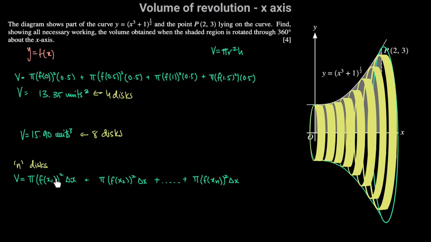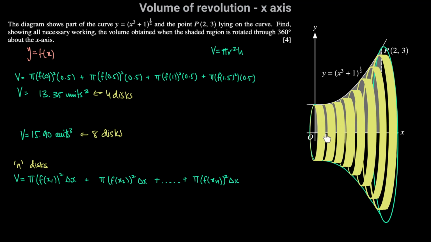So for this expression over here, if we look at the example given to us, x1 is the center point of the first disk, and the radius is simply f of x1. So the volume of this first disk over here is pi times the radius f of x1 squared times the height delta x. And we know that the height of each of these disks is the same. So the height of each of these disks is delta x.